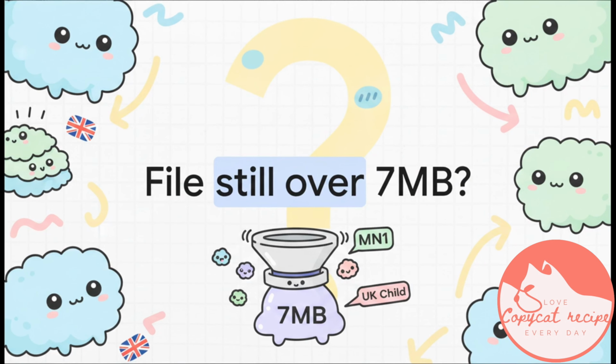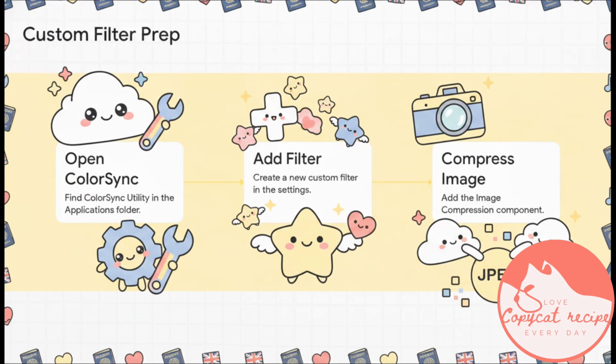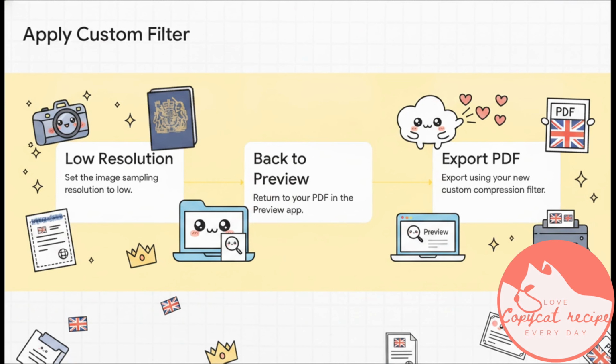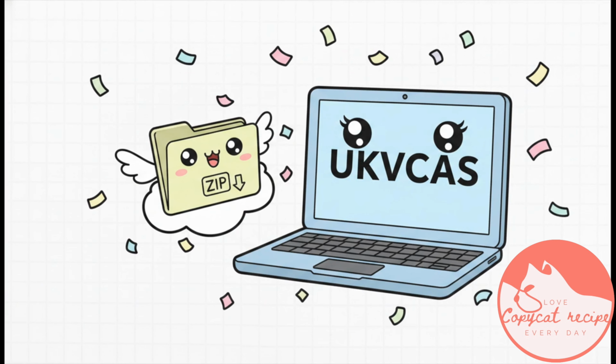Still over 7 megabytes? No problem. We're going to build a custom compression filter. Open the ColorSync Utility in Applications, add a custom filter, and select Image Compression. Set image sampling to low. Now apply this brand new filter when exporting from Preview. Boom! Your files are compressed under the limit and ready for the upload portal.